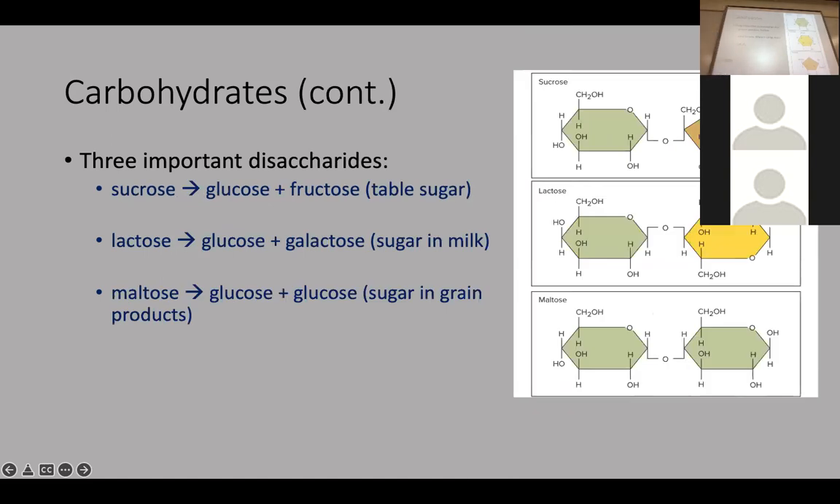All right, 3 important disaccharides. We've got our table sugar, which is sucrose. You make table sugar by combining glucose and fructose. So 1 glucose molecule plus 1 fructose molecule, you'll get the disaccharide, which is sucrose. Lactose is obviously important. It's the sugar that's found in milk. It's glucose plus galactose.